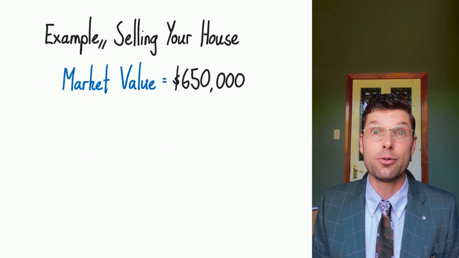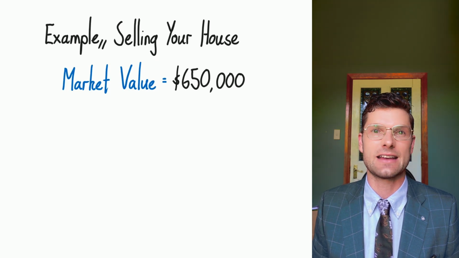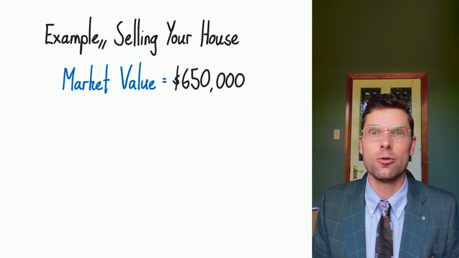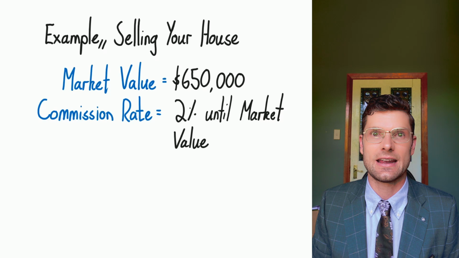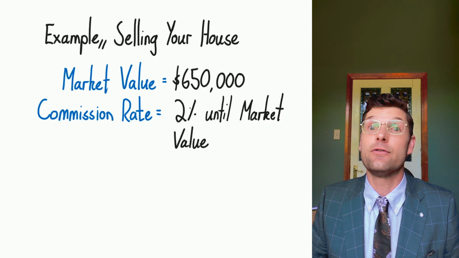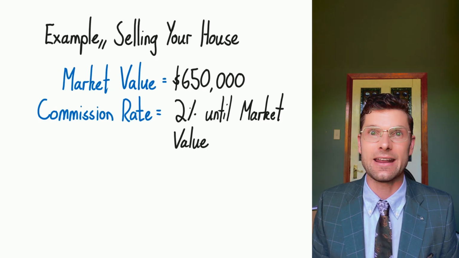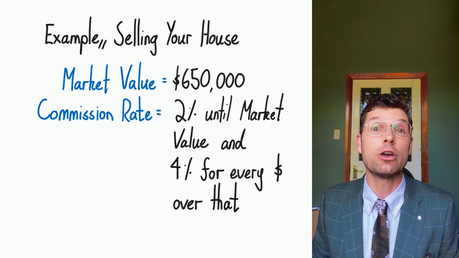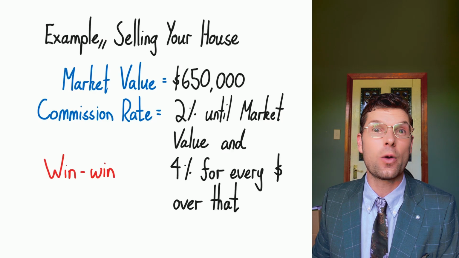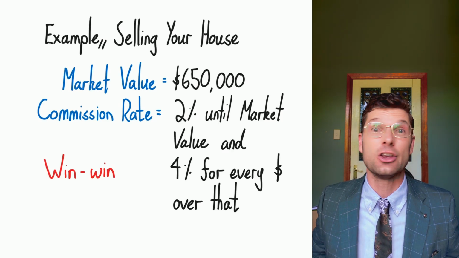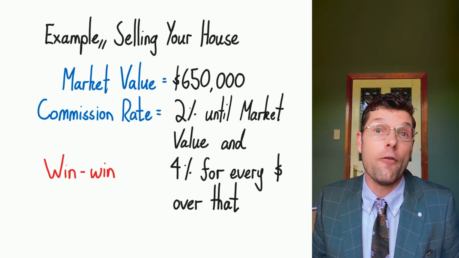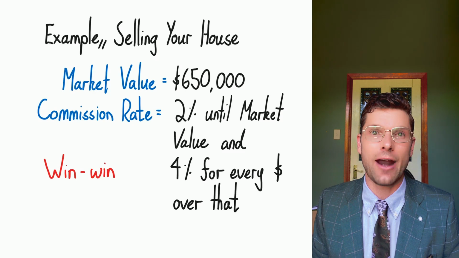So this could mean someone might make extra money if they work really, really hard, and the commission percentage could go up. An example for us is, imagine that you're trying to sell your house and the market value is $650,000, which is heaps of money. You hire a real estate agent and you say, hey, I'll give you a 2% commission for every dollar up to $650,000. But if you work really, really hard and go find extra money, instead of giving you 2%, I'll give you 4% for every dollar above that market value. This is a win-win because you're selling your house for more money, you're going to make more, and the real estate agent's going to be happy because they're going to get a higher percentage of money for every dollar that they extract out of the market.